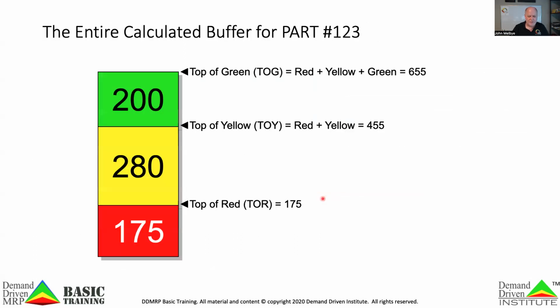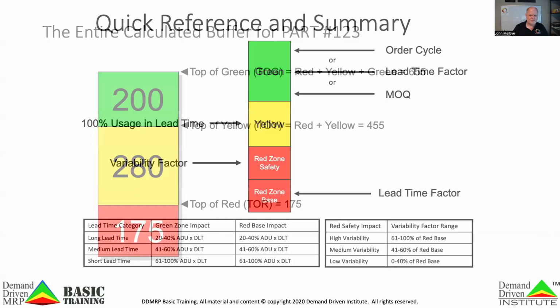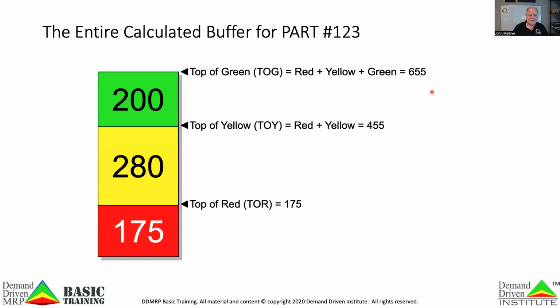So what happens? We have a red zone of 175. We have a yellow zone of 280. So top of yellow is the red plus the yellow, or 455. And the top of green, with a 200 green zone, means we add the red, yellow, and green, and our top of green is 655. And we'll start to see why those are important little pieces of this puzzle. Again, this is a planning buffer, not the amount of inventory we will hold at that spot.